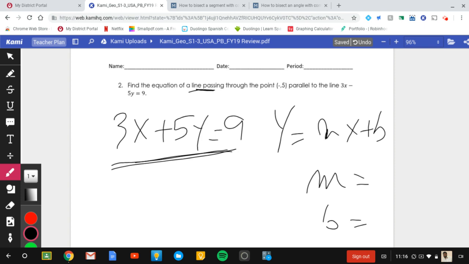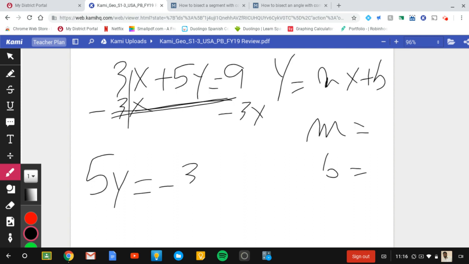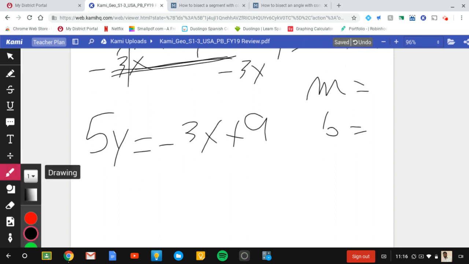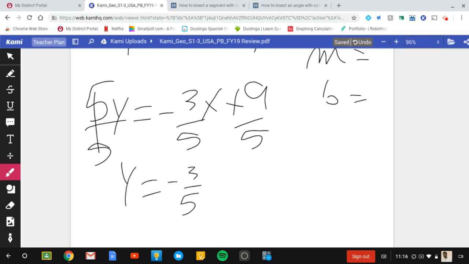Notice I can't find the slope in this equation the way it is. I have to rewrite this equation, right? How do I do that? Well, I'm going to subtract 3x from both sides. So I get 5y is equal to negative 3x plus 9. Okay. Then I'm going to divide by 5 everywhere. I divide by 5, I get y is equal to negative 3 over 5 x plus 9 over 5.